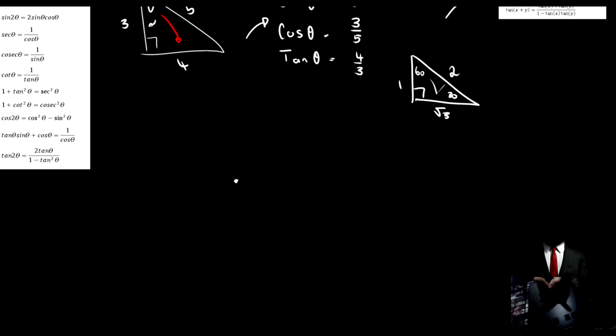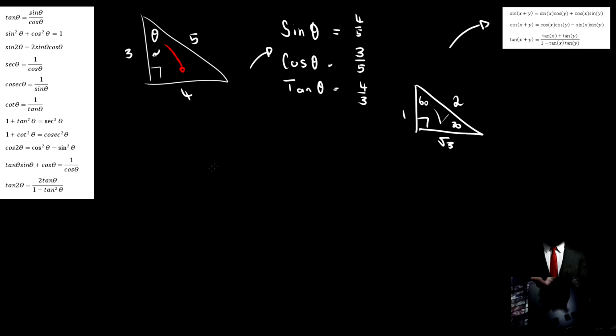Let's get the next one. Only 3 more to go. Let's go. So this one tells us cosine 2 theta is equal to cosine squared theta minus sine squared theta.